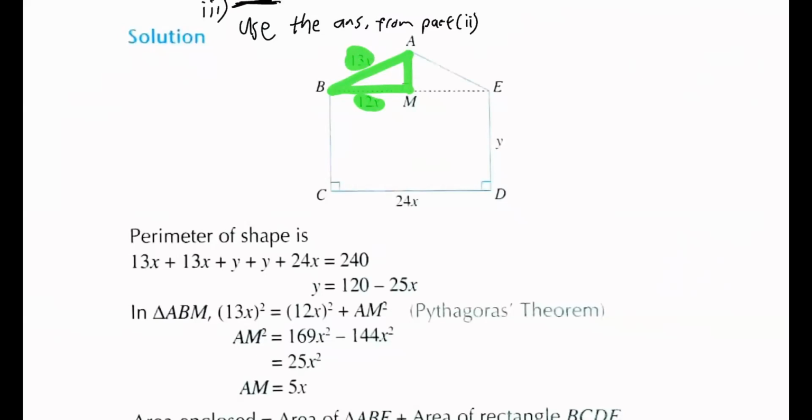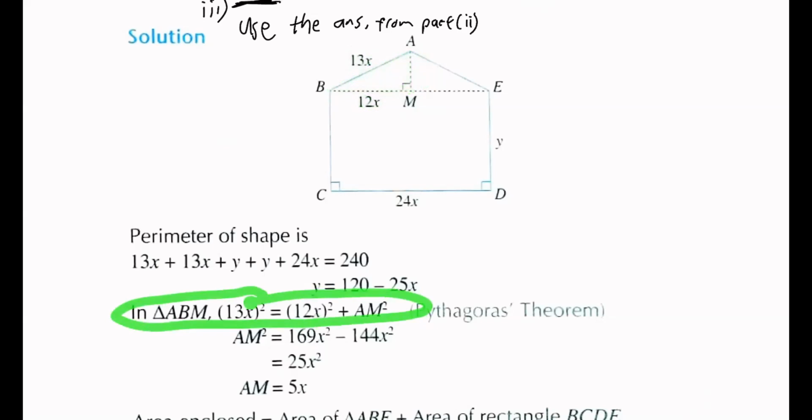You got 12x, you got 13x. Then how to find AM? Just use Pythagoras theorem. So that's what they did over here. (13x) squared equals (12x) squared plus AM squared. Make sure you got the brackets around the 13x and 12x. Okay, so (13x) squared will become 13 squared x squared, which is 169x squared. Then (12x) squared will become 12 squared x squared, which is 144x squared. But you have to bring this over so you have a minus sign. Like terms, both are x squared, so you can combine into 25x squared. Then to find AM, you just take the square root, you get 5x. Okay, so let's label over there 5x.